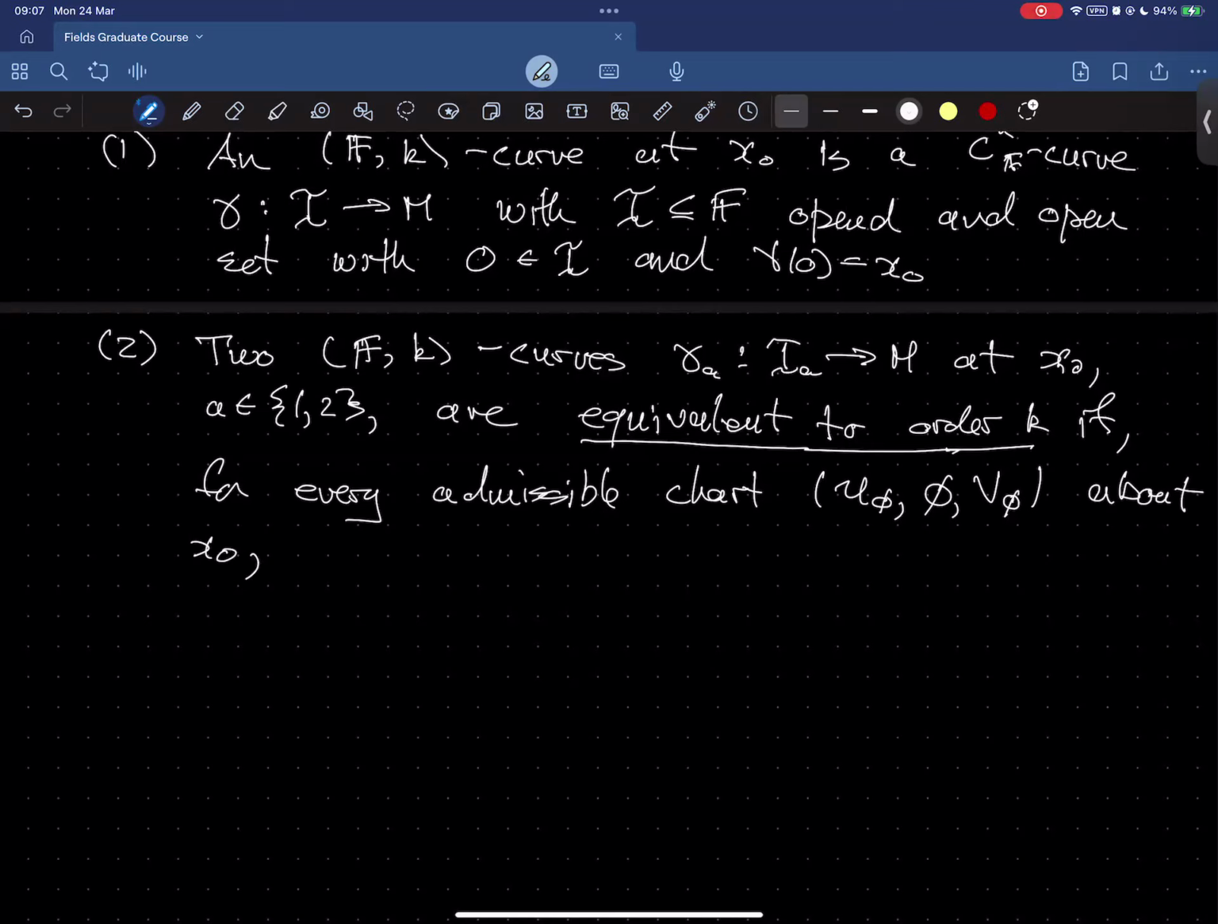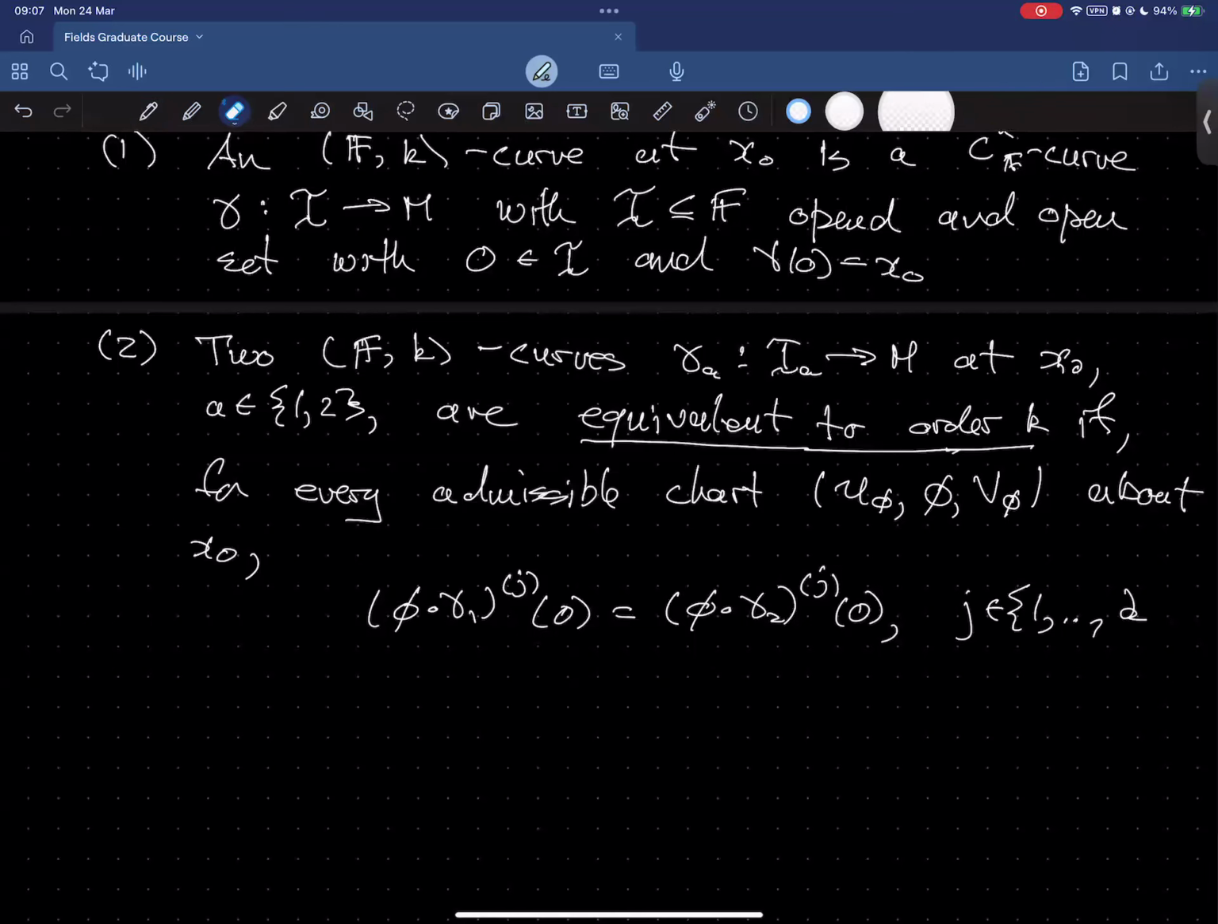all right, so the condition for equivalence of C1 curves was that the local representatives of the two curves have the same derivative. Well, here we're going to ask that the local representatives have the same first k derivatives. So the j-th derivative of phi composed with gamma 1, at 0, is equal to the j-th derivative of phi composed with gamma 2, at 0, for j going from 1 to k. So what else could it be?